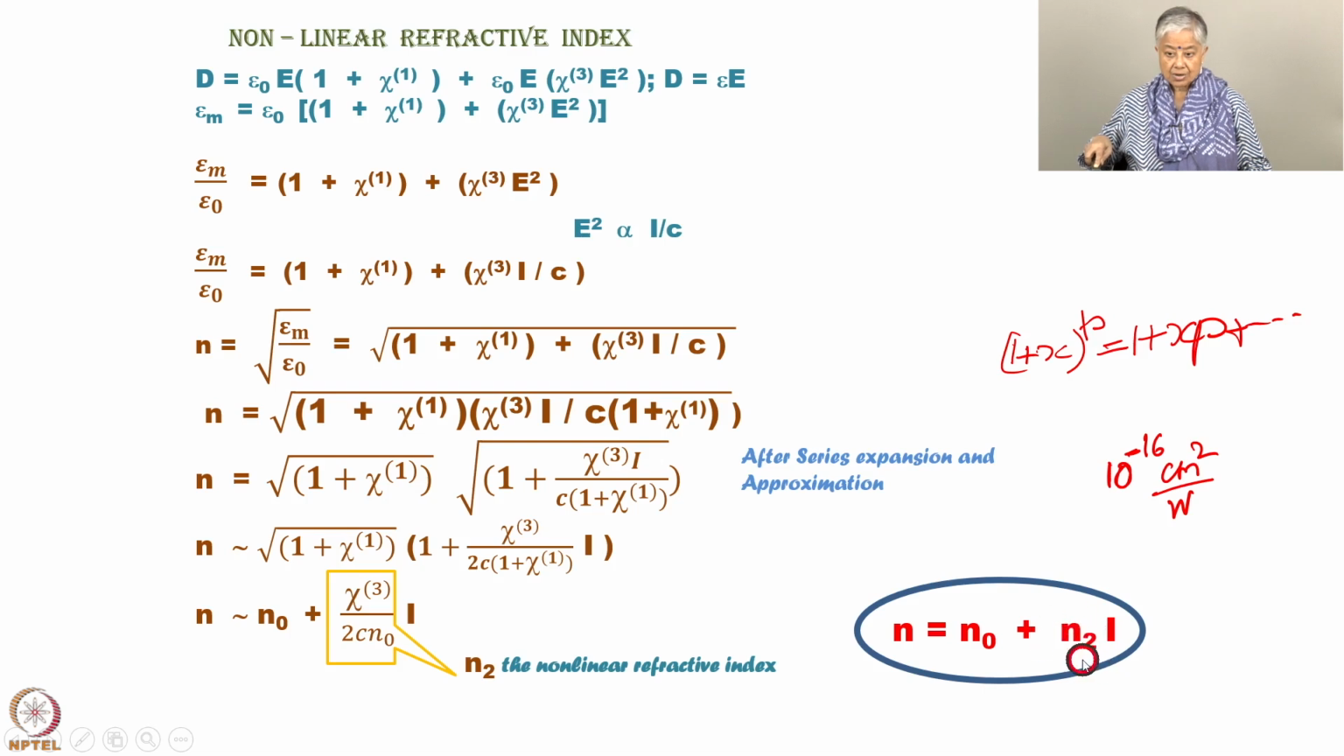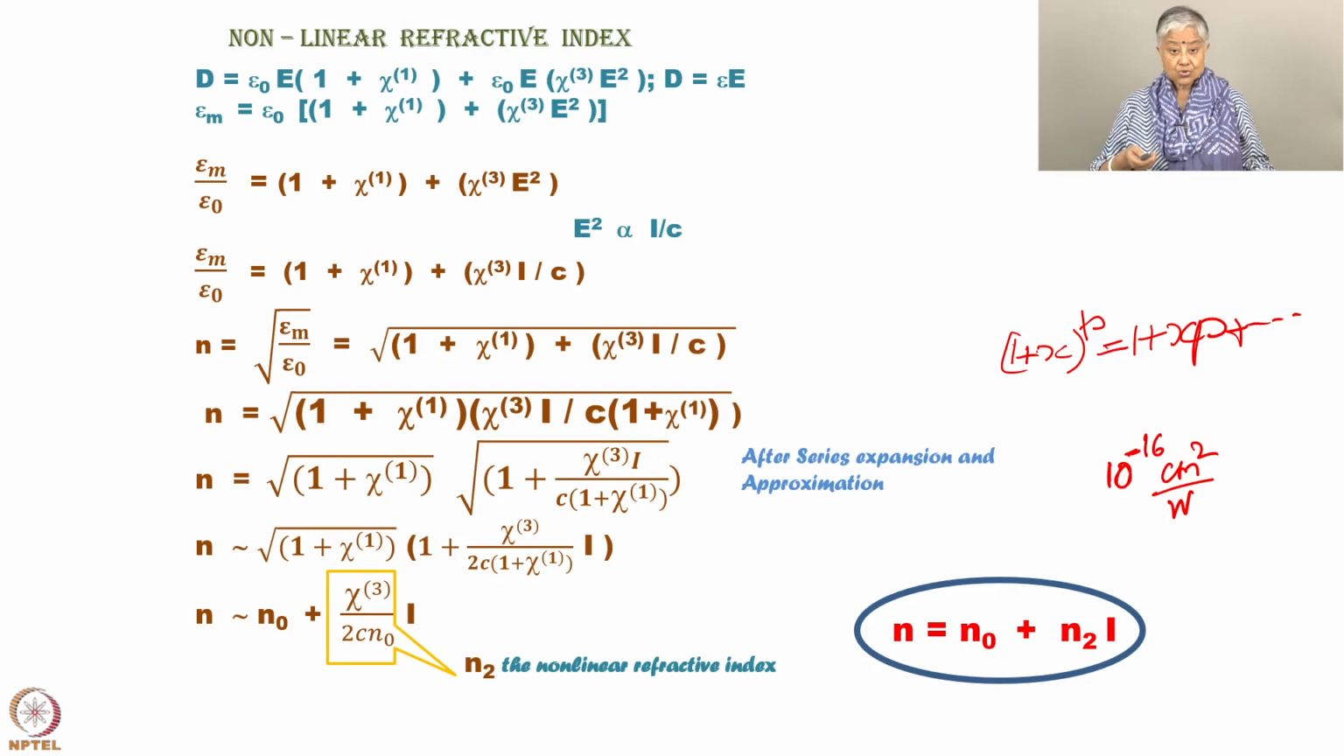n2 is small. Okay, and just notice the units, it is centimeter square by watt. Intensity is watts per centimeter square. So, this part also becomes a dimensionless character. It is added with another dimensionless character. So, the final refractive index is a dimensionless entity. Okay. So, n2 is very small, but it comes into the picture. It just appears because that intensity is so high. Okay.